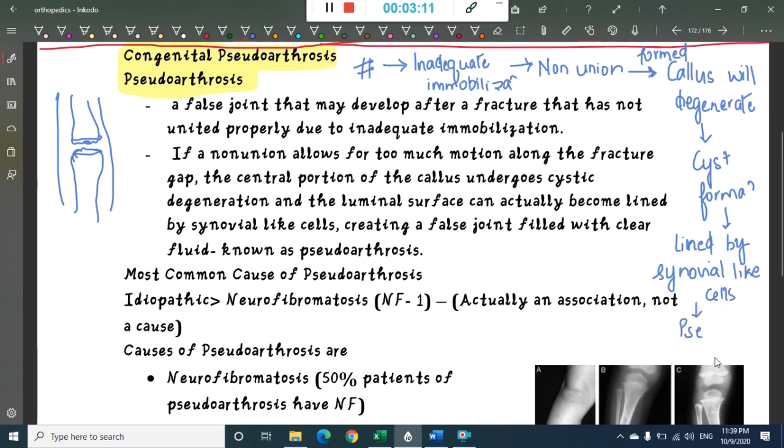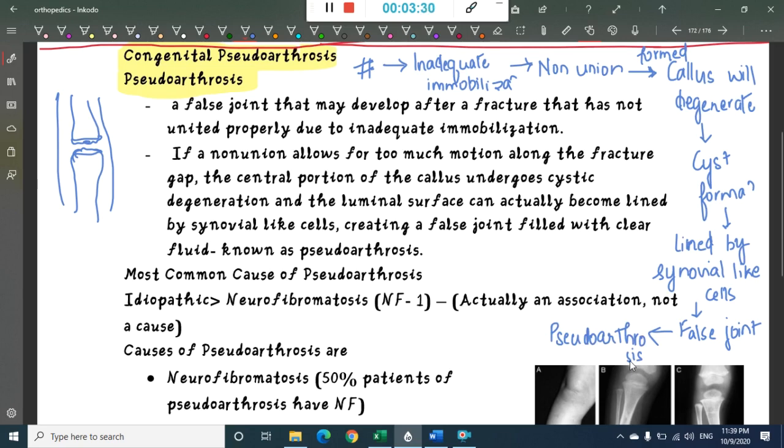Truly it's not a joint, so it is a pseudo joint, or we can say a false joint, and this false joint is called pseudoarthrosis. So this is one thing which you have to remember.